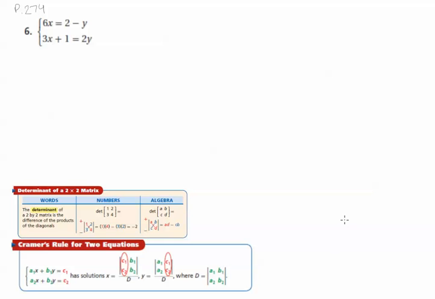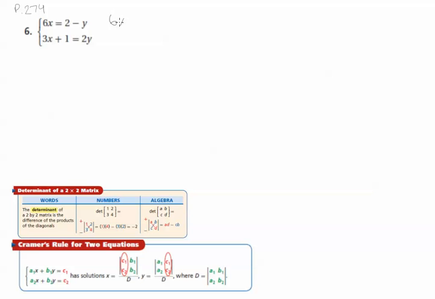Okay, this is going to be problem 6 from page 274. Again, we're going to do a Cramer's rule problem, but I'm going to go through it at a regular pace. I'm not going to talk through step by step. So, here I have my equation. The first thing that I want to do is rewrite it so that I have everything in line, x's and then y's, and then my constants on the other side of the equal sign.